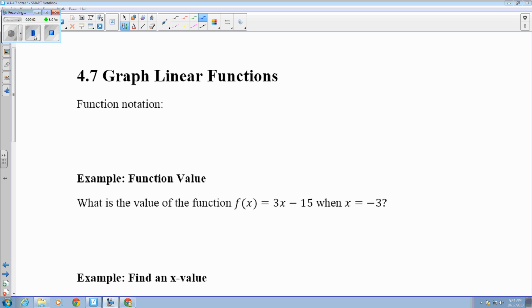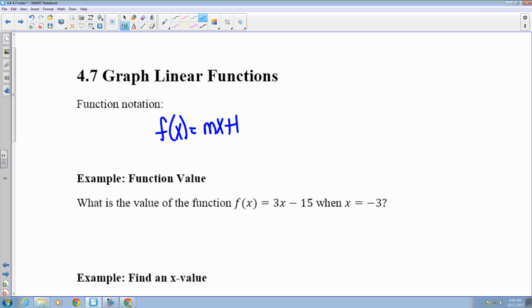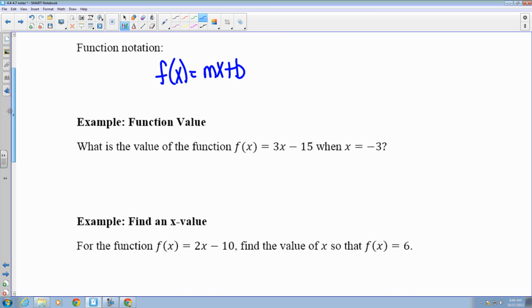Alright, we are doing section 4.7, graphing linear functions. This is the last section in chapter 4. So function notation is f of x equals mx plus b. Now, the only difference between an equation and function notation is it has f of x in the same place that we usually have a y, but we use it the exact same way, we graph the exact same way, it's just new notation.